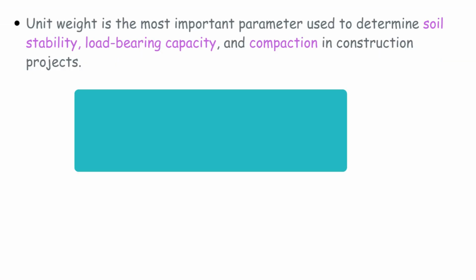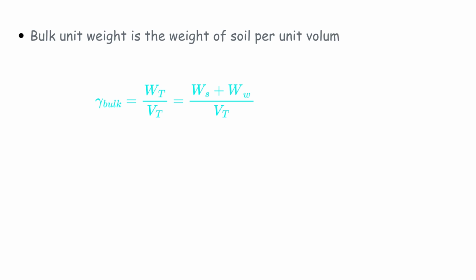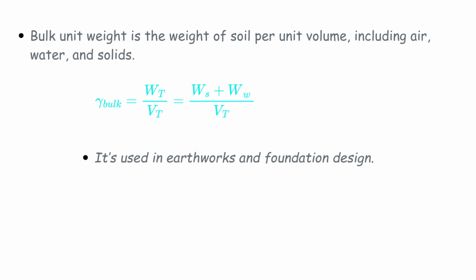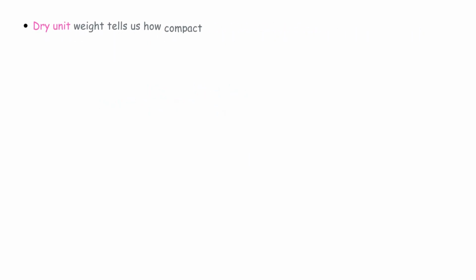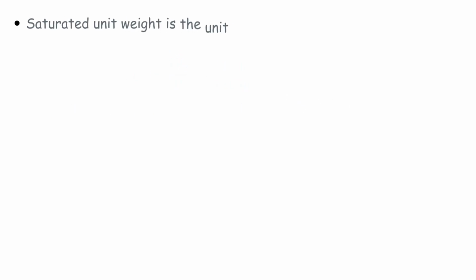It can be bulk unit weight, dry unit weight, saturated unit weight, and submerged unit weight. Bulk unit weight is the weight of soil per unit volume, including air, water, and solids. It's used in earthworks and foundation design. Dry unit weight tells us how compact the soil is when there's no water. It's a crucial parameter for compaction control in road construction.